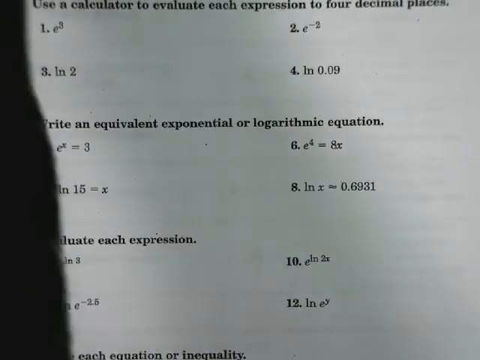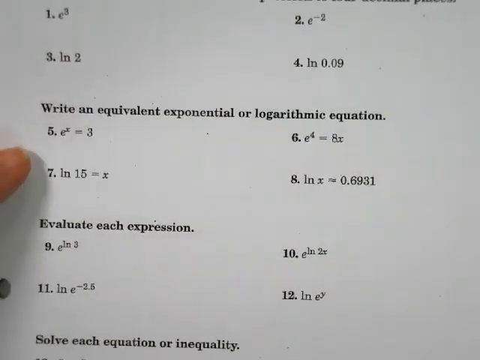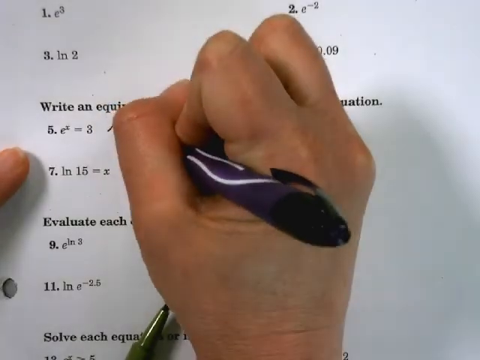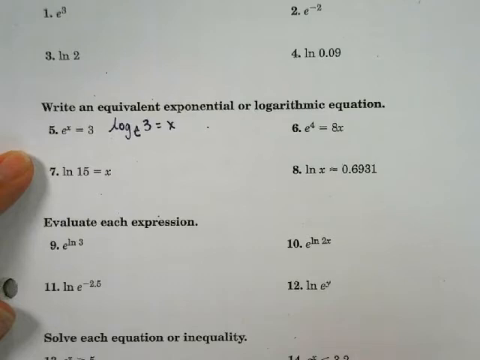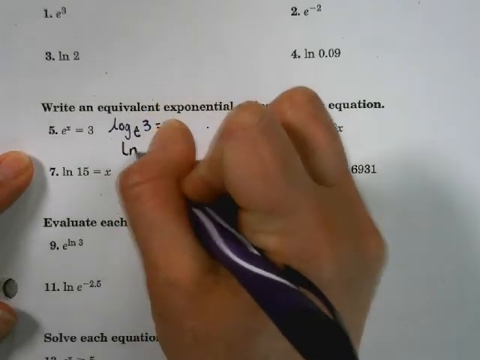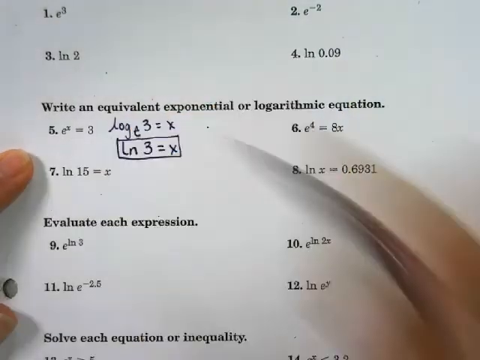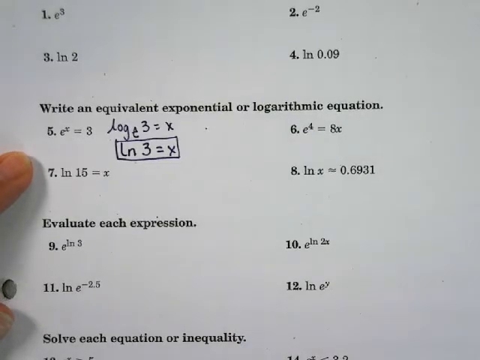e to the x equals 3. I want this written in logarithmic form. If you need to write it as log base e first, that's totally fine. I do it all the time. So this guy would be log base e of 3 equals x. But instead of writing it as log base e, how do we actually write it? ln. So this guy would be ln of 3 equals x. So you don't actually have to solve it, just rewrite it.